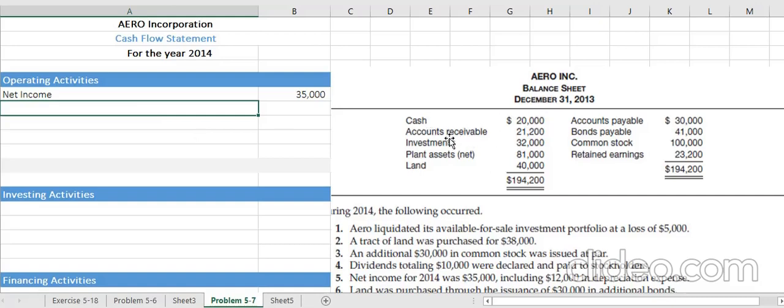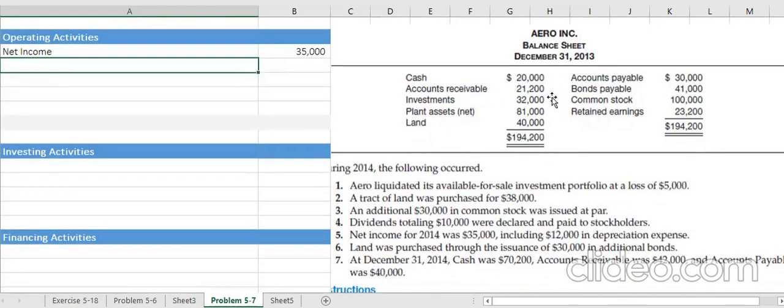Then we have another current asset by the name of account receivable, and it was 21,200 at the end of last year. Now if you come to point number 7, as of December 31st 2014, cash was 70,200, right now we don't need it. Account receivable at the end of this year is $42,000. It was 21,200 and now it is 42,000, so we can say that account receivable has increased.